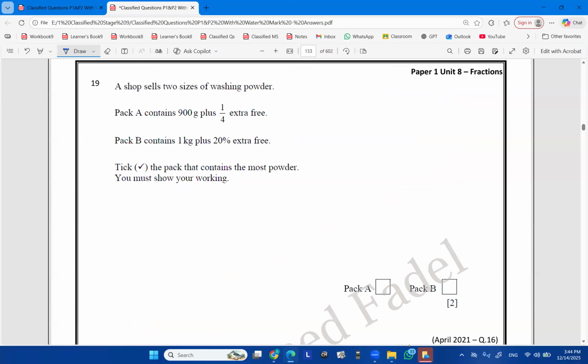A shop sells 2 sizes of washing powder. Pack A contains 900 grams plus 1/4 extra free. What is 1/4 of 900 grams? You're going to find it is 900 grams plus 1/4 of the 900 is going to be what? You're going to find it is exactly 225 grams. How did you do it, mister? 1/4 of 900 means 900 divided by 4. I did 900 divided by 4, and I found that it is going to be exactly 225. So the extra is 225 grams.